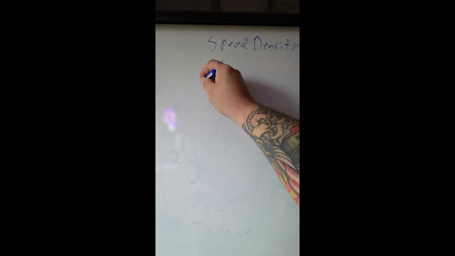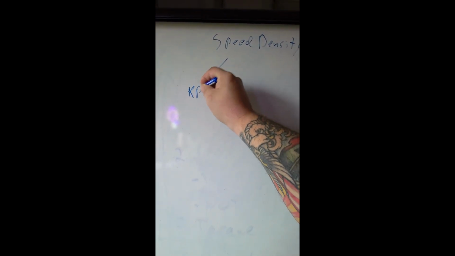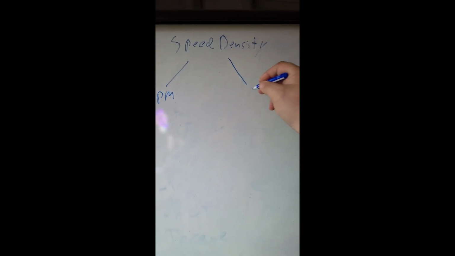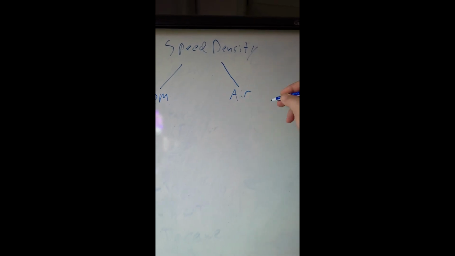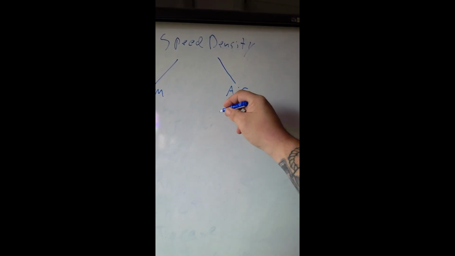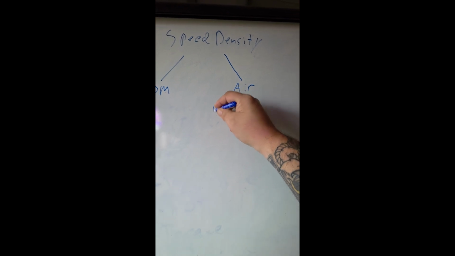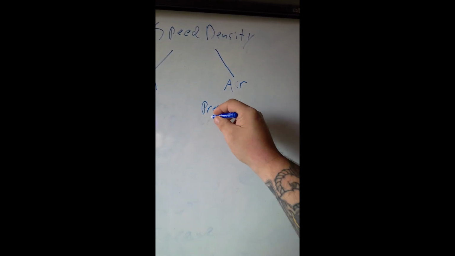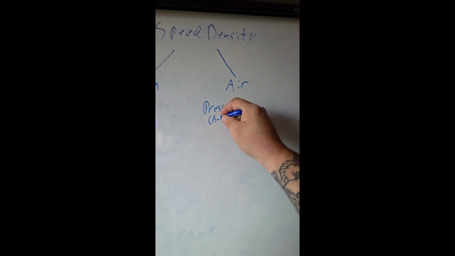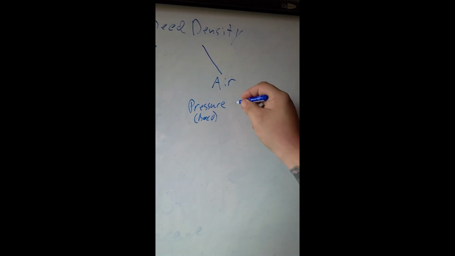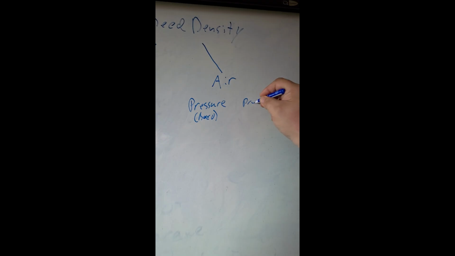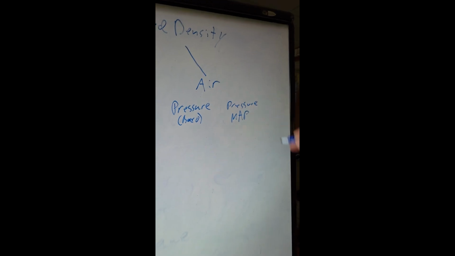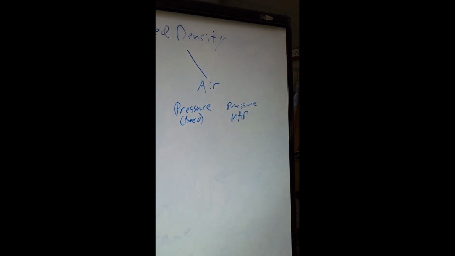One factor we have is engine RPM. And the other factor we have is we know air. And we know it in terms of, this is where it gets exciting, I know air pressure, barometric, and I know air pressure in the manifold, otherwise known as manifold air pressure.